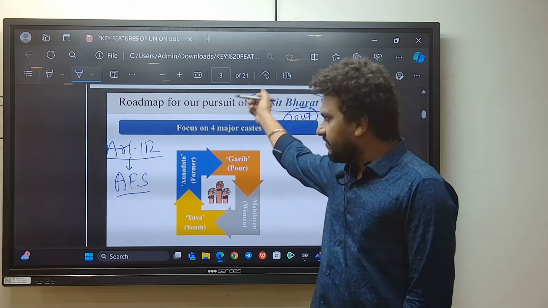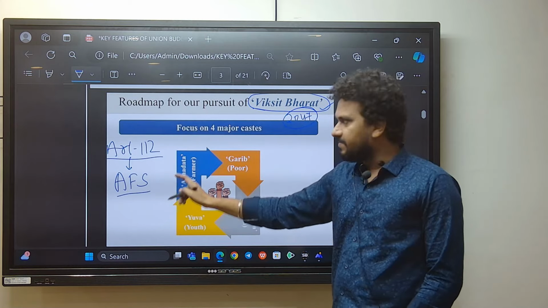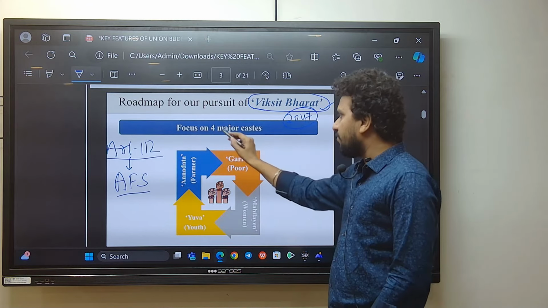So if you look at the first document of the highlights of the budget, it says that it focused on four major castes.